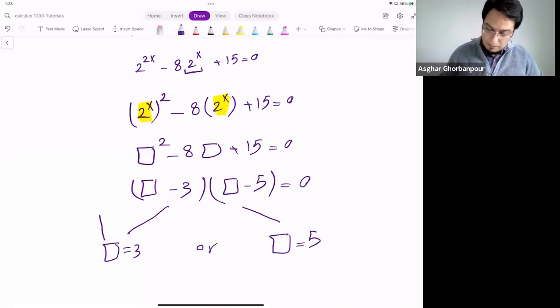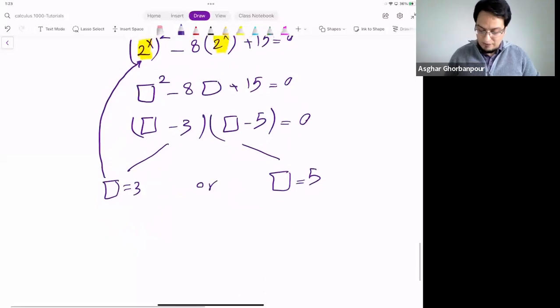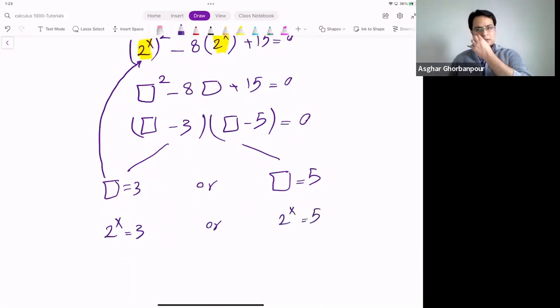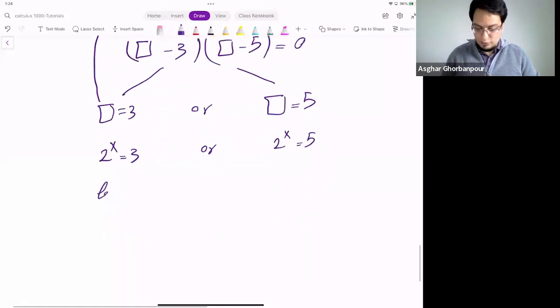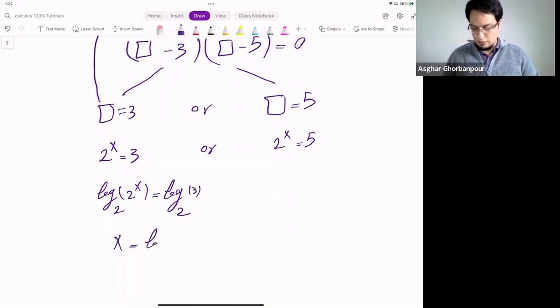Remember what was box? Box was 2 to the power x. So what I found is that 2 to the power x must be equal to 3, or 2 to the power x must be equal to 5. You know what 2 to the power x is. You want to find what x itself is. You just take log base 2 of both sides. This will give you x is equal to log of 3 base 2. The similar computations will give you x must be log of 5 base 2.